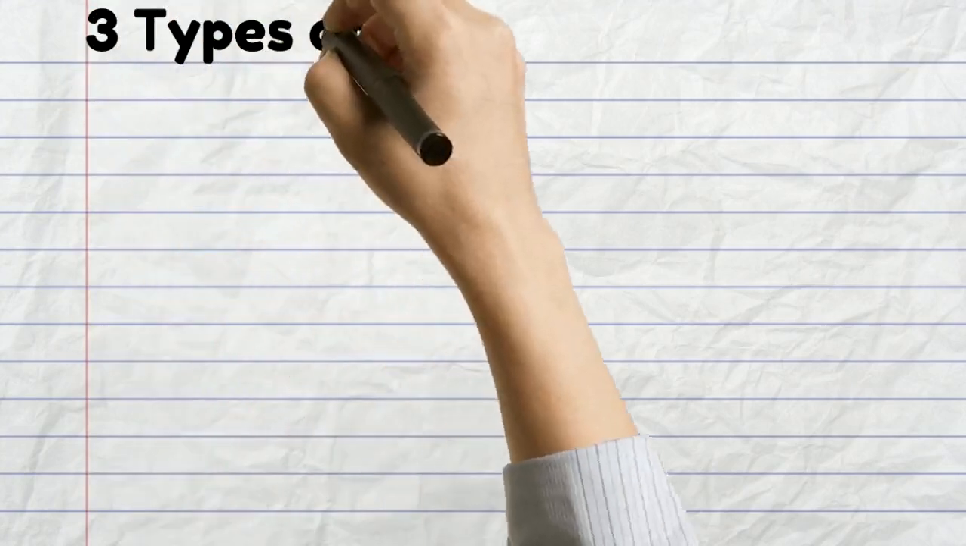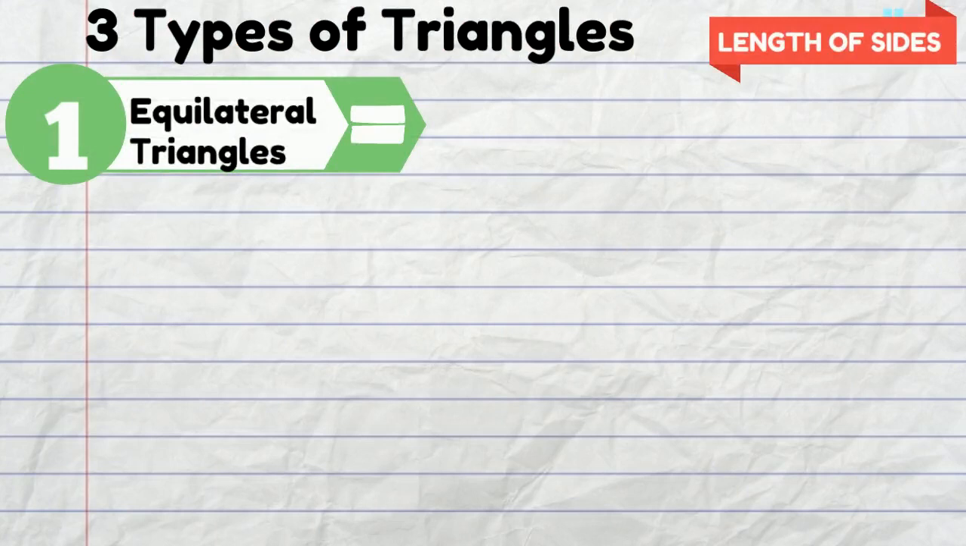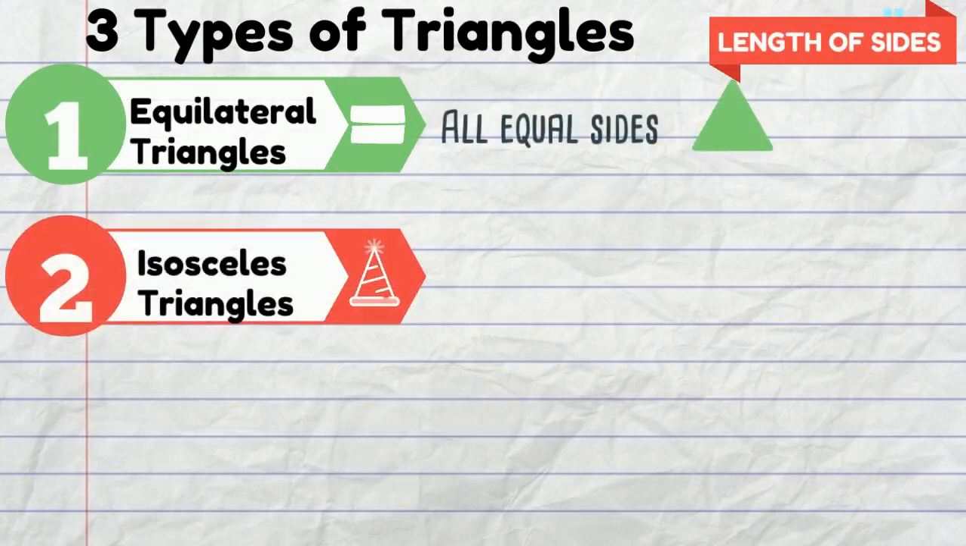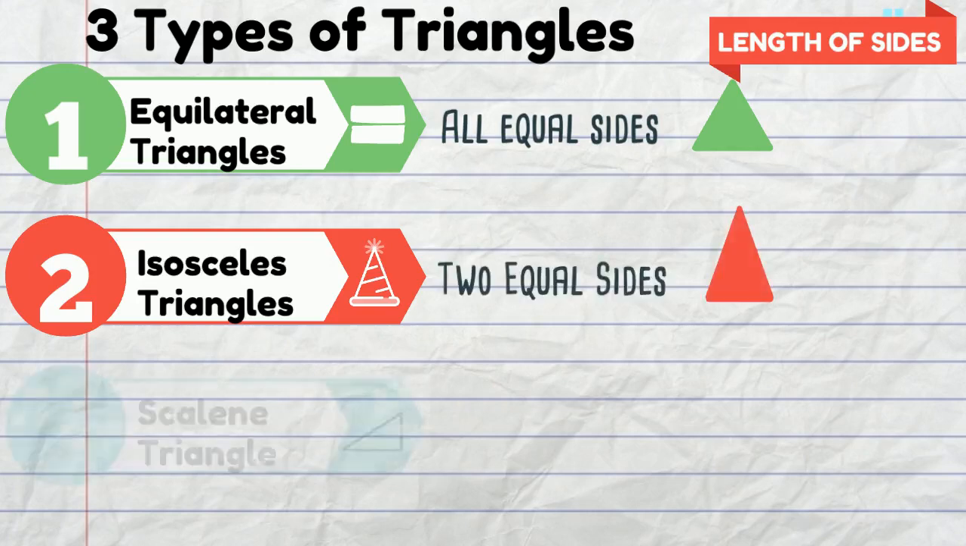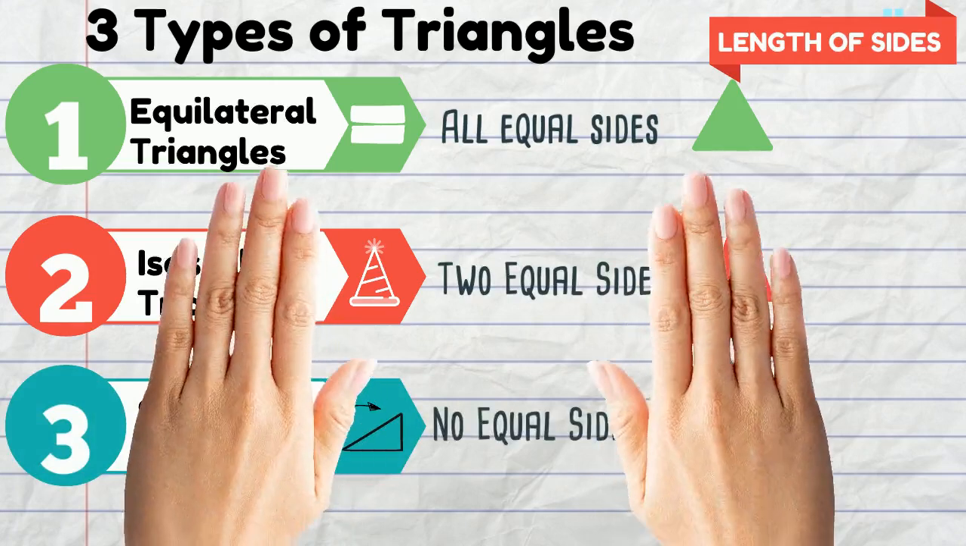There are three types of triangles when you classify by length. Equilateral triangles, think of equal, all equal sides. Isosceles triangles, think of a party hat with two equal sides. Scalene triangles, picture them as leaning over, and they have no equal sides.